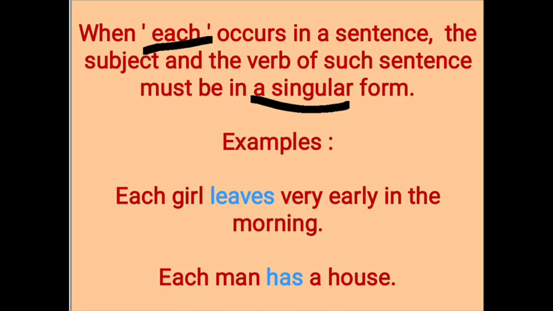Now let's look at the examples we have here. We have each girl leaves very early in the morning. We can see that since we have each in the sentence, girl is the subject, leaves is the verb. They are both in singular forms. The same goes for the second sentence. Since we have each, we have man, singular, has, singular. Singular subject, singular verb.